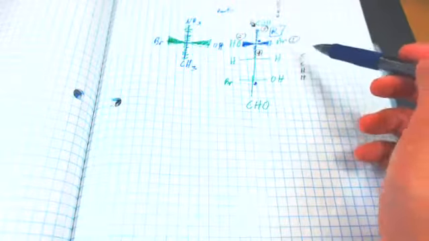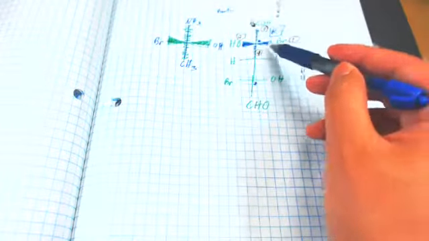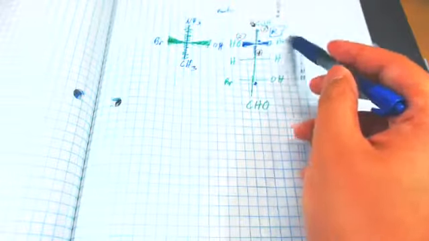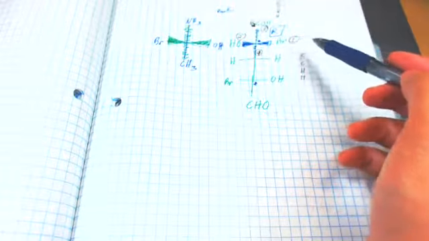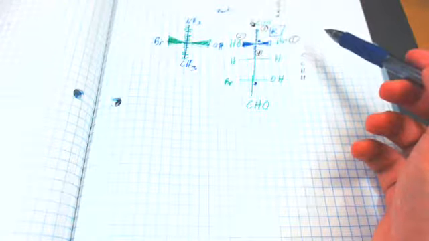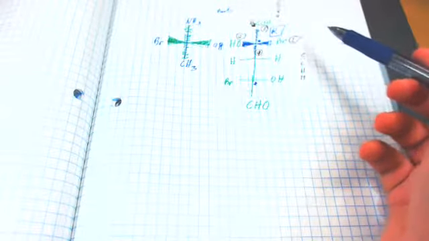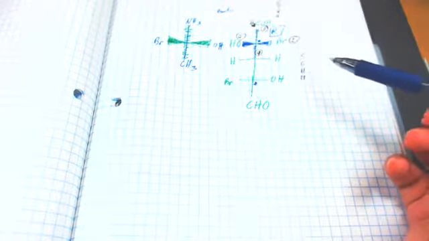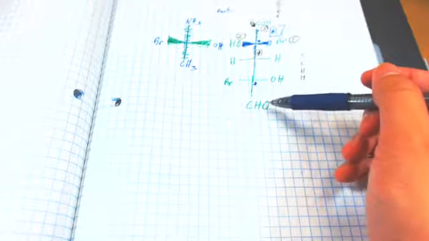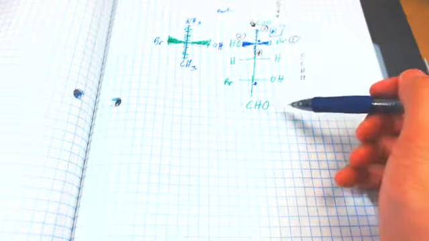So 1, 2, 3, 1, 2, 3. So it's spinning this way. So it's going clockwise. Is 4 on a wedge or a dash? You'll see. We'll go ahead and do that.